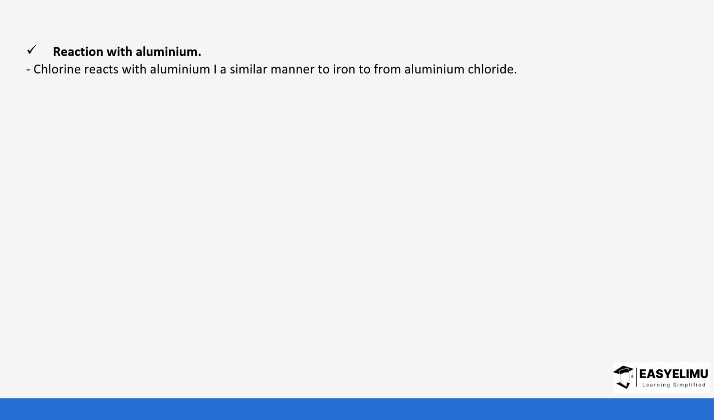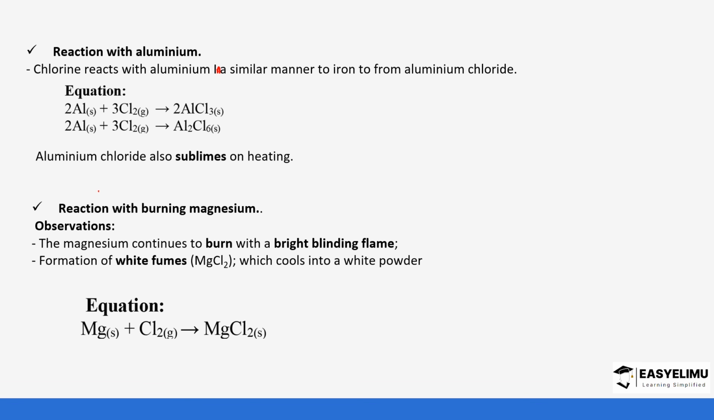Next, we look at aluminium. So aluminium also reacts with chlorine in a similar manner to the way that iron has reacted with chlorine. So aluminium reacts with chlorine to form aluminium 3 chloride, and also it can form Al2Cl6. When you look at the second formula, it's actually a dimer compound. And then aluminium chloride also sublimes on heating. You notice that when we come to period 3 elements as well, because aluminium is one of the elements.